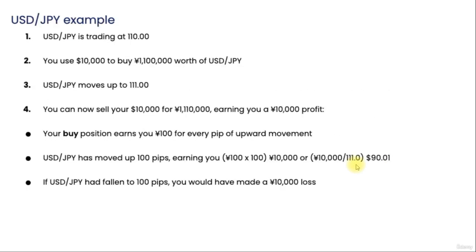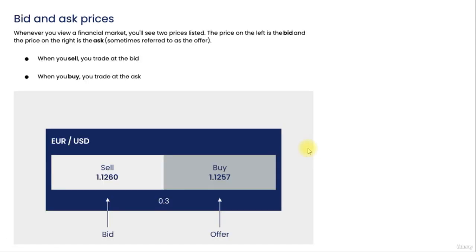Let's take the example for USD JPY. Let's say USD JPY is trading at 110. You use $10,000 to buy 1.1 million worth of JPY. Now let's say USD JPY moves up to 111. Now you can sell your same $10,000 for 1.1 million and an additional 10,000 yen. So that will make you an additional profit of 10,000 yen. Now your buy position earns you 100 yen for every pip of upward movement. Now this is again the same calculation, and similarly, in the other case, if USD JPY had fallen 100 pips, then you would have made a loss of 10,000 yen.